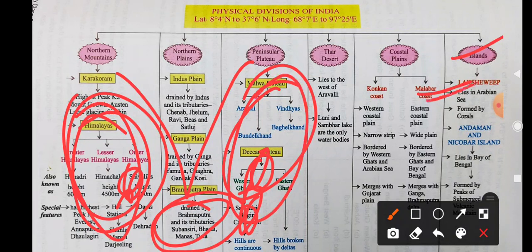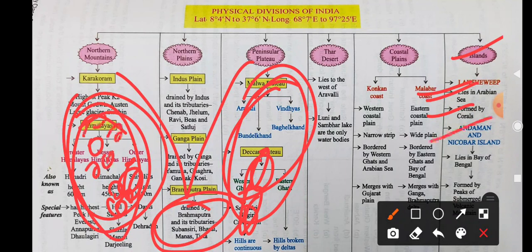No need to learn: formed by corals. Yes, here the islands are formed by corals. Corals are creatures. Go and read about this in detail. These are small creatures, even in biology you study about them. They also form islands. Some islands are formed only due to these corals. These are sea creatures, living beings in the ocean.